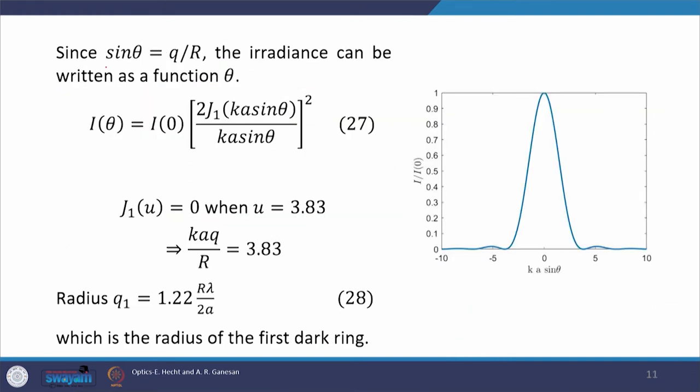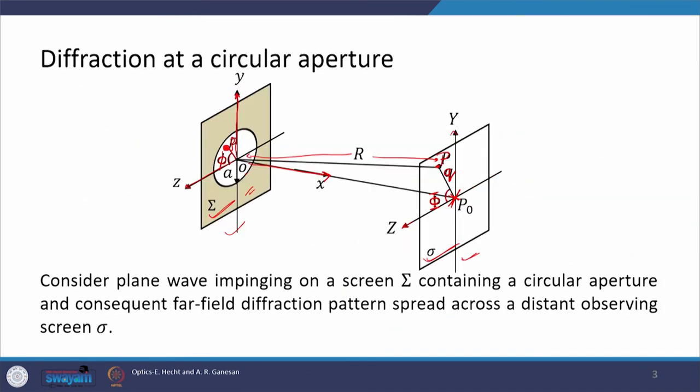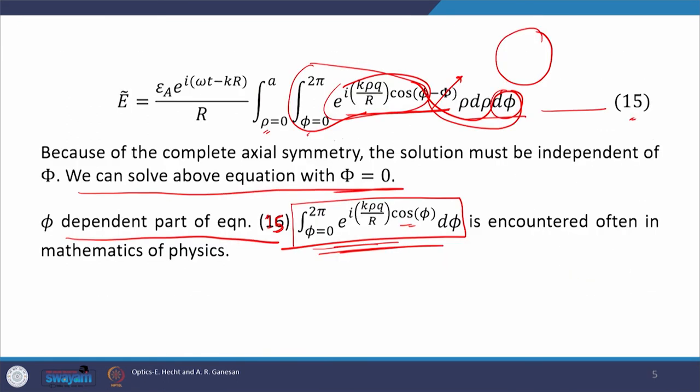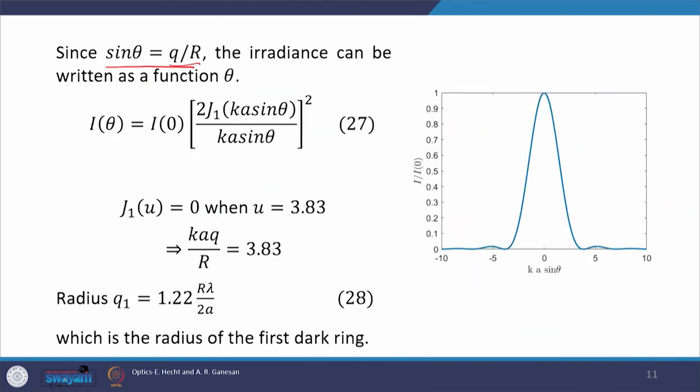Now, since sin theta is equal to q by R, let us go back to the first figure. You see here that this is q and this is capital R, and if you say that it is theta, then sin theta would be q by R. Therefore, in this expression of irradiance, q by R can be replaced by sin theta, and then sin theta will appear both in the numerator and denominator. Now, if you plot this equation, then you see this type of curve here. On the vertical axis, relative irradiance has been plotted, while on the horizontal axis, k sin theta is plotted.